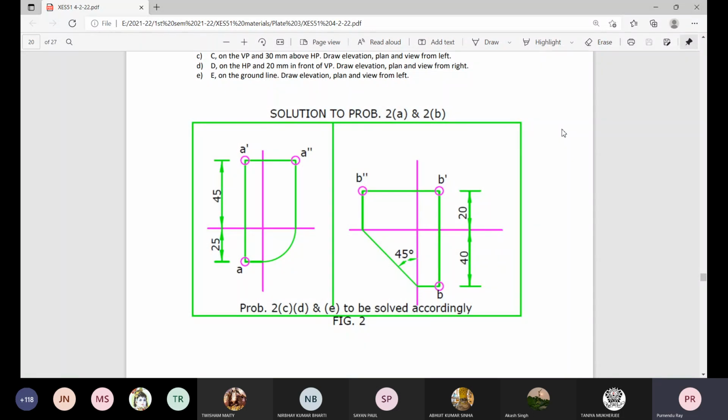Now, can anybody show your performance? Any volunteer? Yes, sir. Wait a minute, sir. I am trying, sir. What is your roll number? Sir, I section roll number 4. Okay, so I will just unshare this.